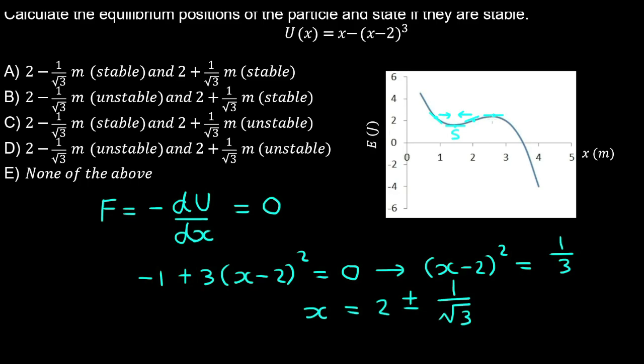And for this equilibrium point, the slope of the potential energy function on the left is positive. So the force points in a negative x direction. And on this side, the slope is negative. So the force points in a positive direction. So the force acts to pull the particle away from the equilibrium point. And therefore this is a point of unstable equilibrium. So therefore the correct answer is C.